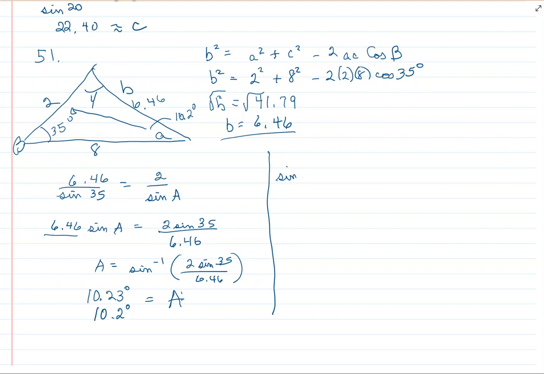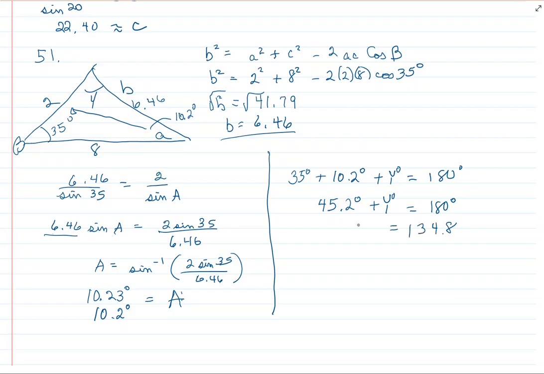Okay. So what we have here is our 35 degrees plus our 10.2 degrees plus y degrees has to equal 180 degrees. 45 and 2/10 degrees plus the y degrees has to equal 180. If I subtract, I'm going to get 134.8 degrees, and I got them all. And that's right. I sure appreciate that. Okay. All right.